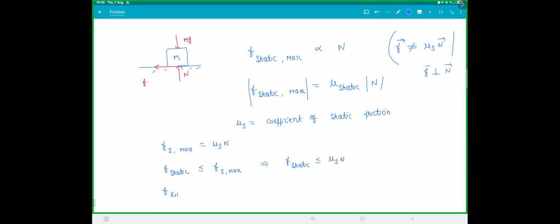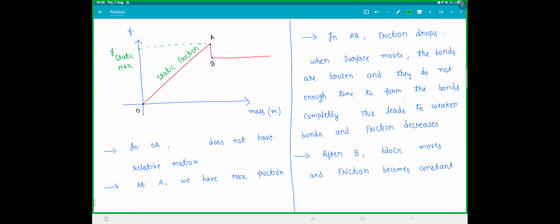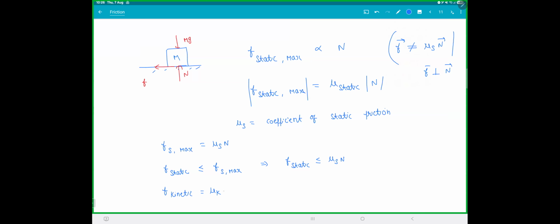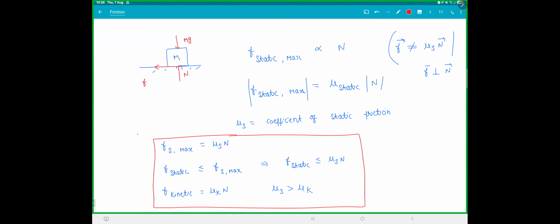F kinetic: once the block starts moving, the friction becomes kinetic. Kinetic means it is in motion. So F kinetic will be mu k N. This again becomes constant. Mu s is greater than mu k. Like I said, while you're moving, the bonds are weaker, so the friction will be a little less. These are your main results, everyone. So if someone asks you what is friction, don't say mu s into N. It is less than or equal to mu s into N. I'll tell you what it means.